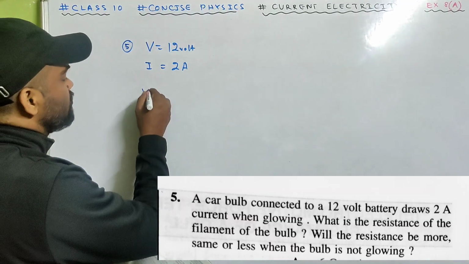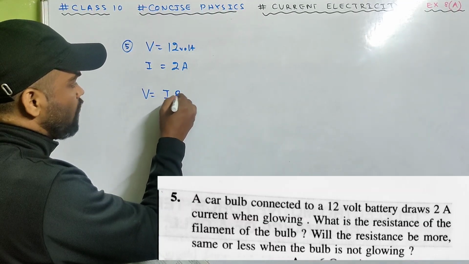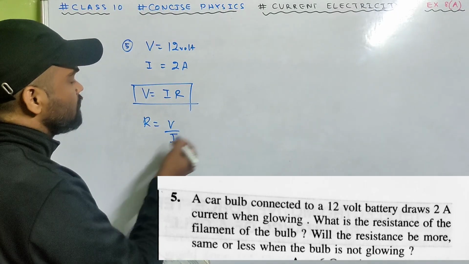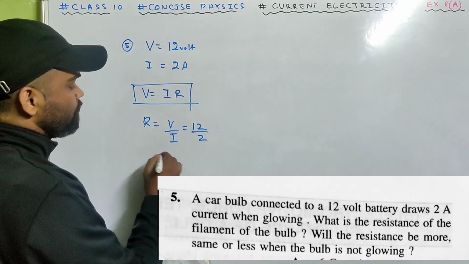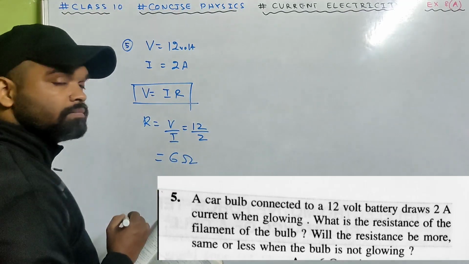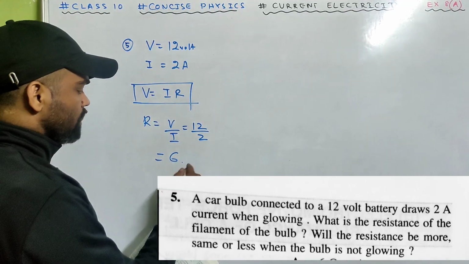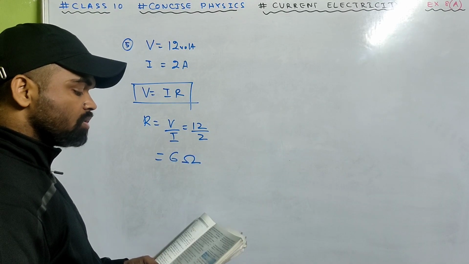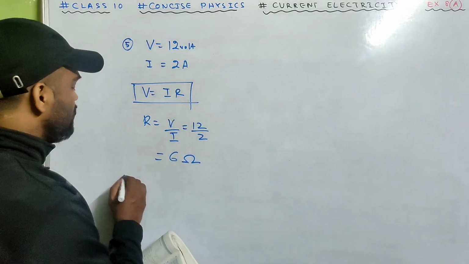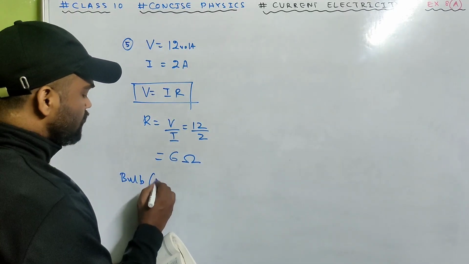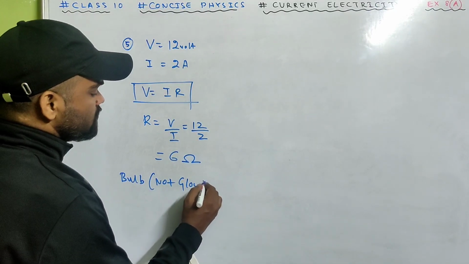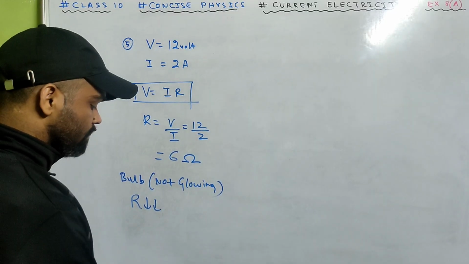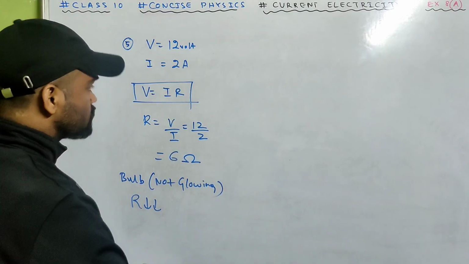Very easy. We use Ohm's law, V equals IR, which means R equals V by I. Substitute the value, that is 6 ohm. Yes or no? So your resistance is 6 ohm. Now, will the resistance be more, same or less when the bulb is not glowing? So when the bulb is not glowing, of course the resistance will be less. Yes or no? Sure. We'll do number 6 over here only.